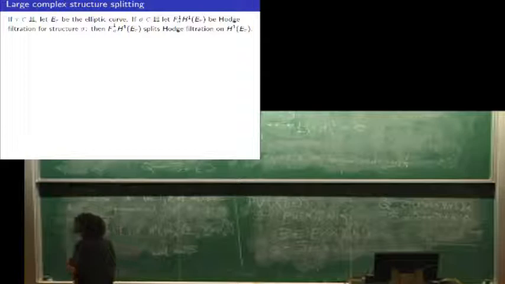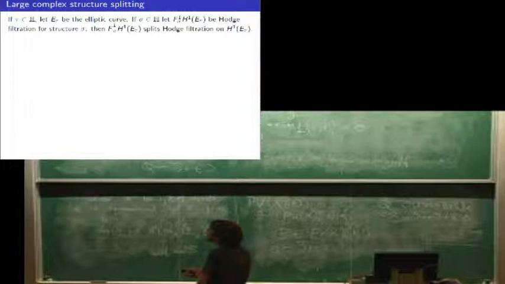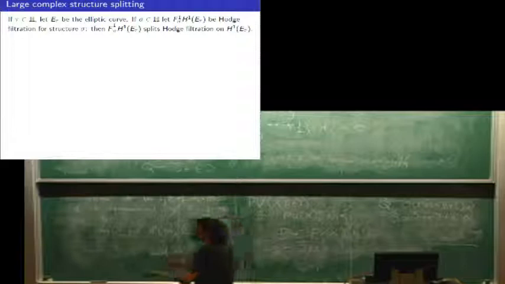Now, the correct splitting to use is the one corresponding to the large complex structure limit. So if you have the elliptic curve with modulus tau, then I can consider the Hodge filtration F1 for the modulus sigma. In other words, I can consider those one forms on E, which are holomorphic with this complex structure. And then the complex conjugate to that guy, like the one forms on E, which are anti-holomorphic with respect to the complex structure sigma, is a complementary subspace for the Hodge filtration on E.